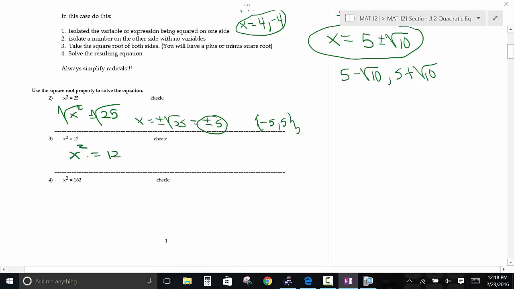Okay, so again, we're going to take the square root of both sides. So when you do that, what does the left side become? X. Now, don't forget your plus or minus in front of the square root of 12.